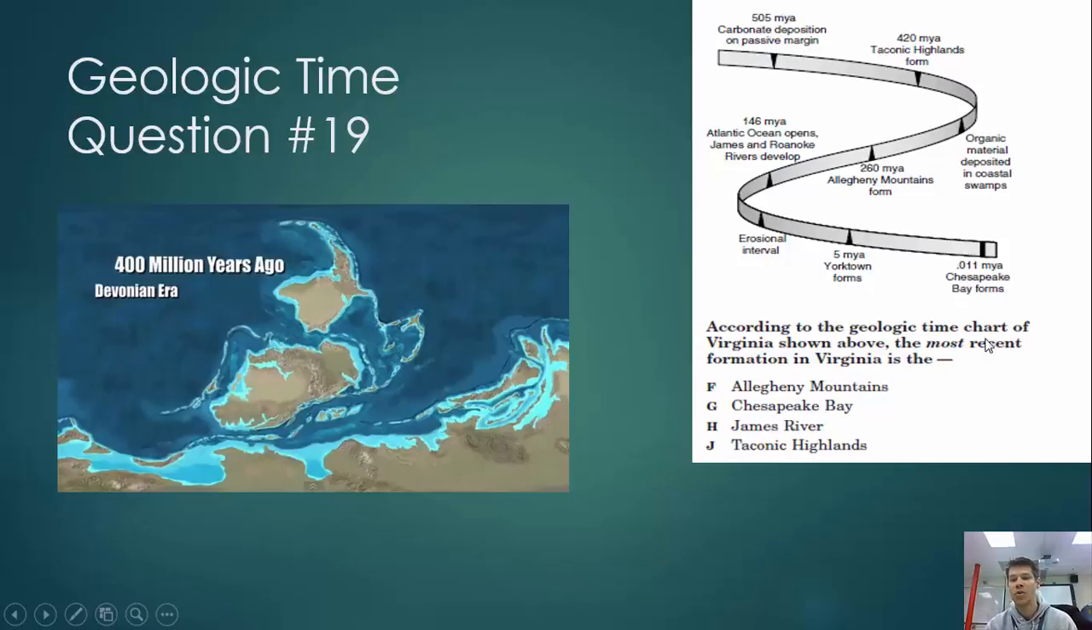So, most recent, there's 505 million years ago, 420 million years ago, and you can tell this is kind of going in a linear order. So the most recent event in our area is, believe it or not, the formation of the Chesapeake Bay. That's only 0.011 million years ago. So in geologic time, the Chesapeake Bay is pretty young. So the answer is G, Chesapeake Bay.